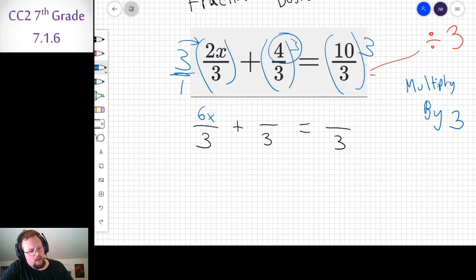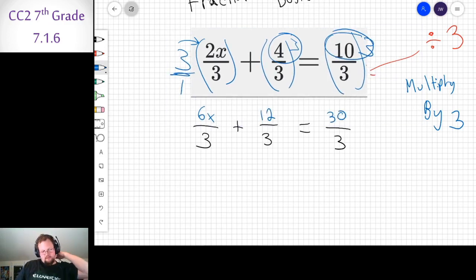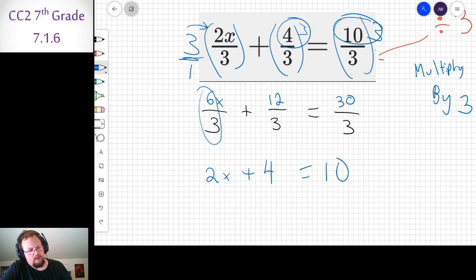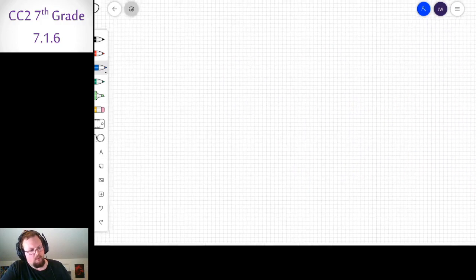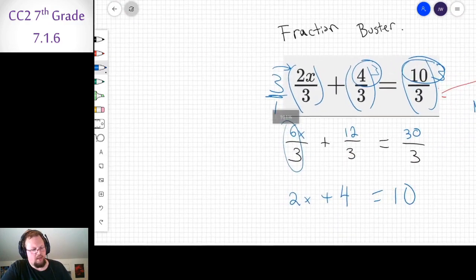And then 3 times 4 gives me 12, and 3 times 10 gives me 30. Okay, great. Well, I've just taken a hard problem and made it more complicated. But not really. The nice thing is that now that you've multiplied by the denominator, I can look at this and say, what is 6 divided by 3? Well, 6 divided by 3 is 2, so this is just a 2x. A little better. 12 divided by 3 is 4, and 30 divided by 3 is 10. And you may notice it is the exact same problem that we just solved over here, which is a lot easier to solve than this fraction monstrosity that we started with.